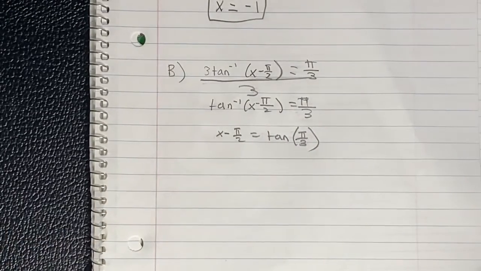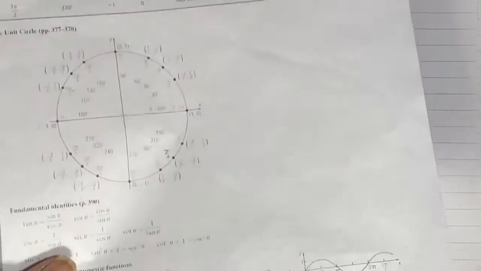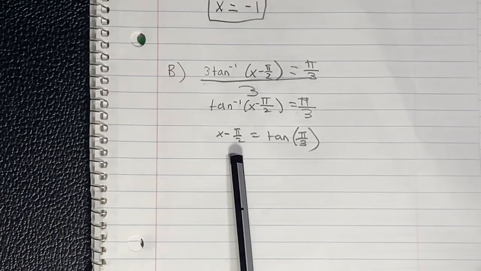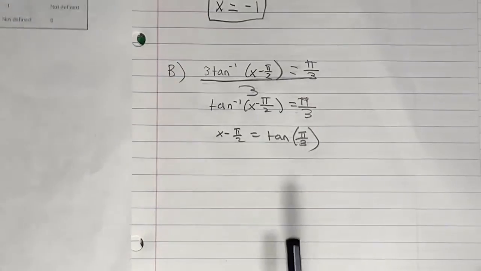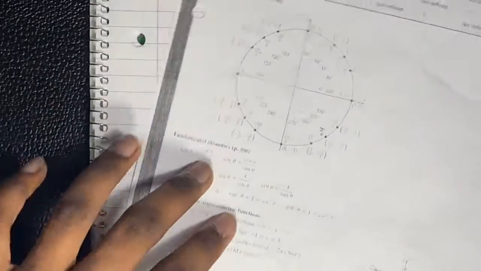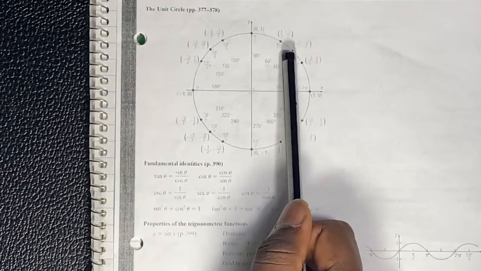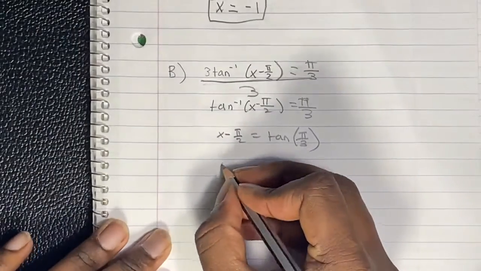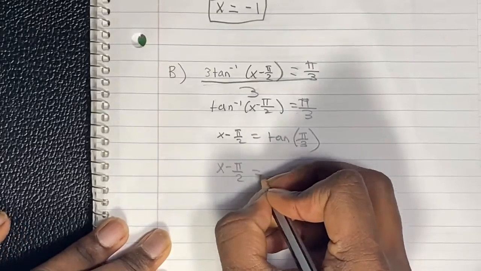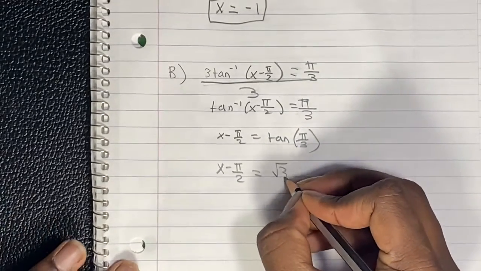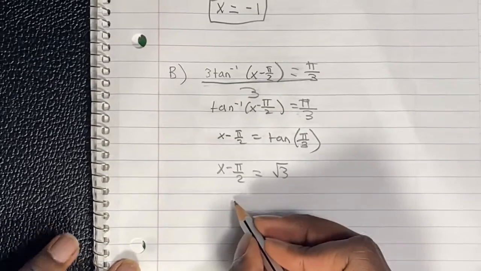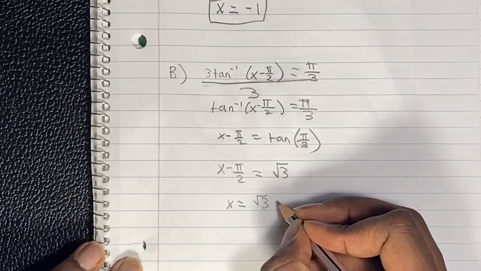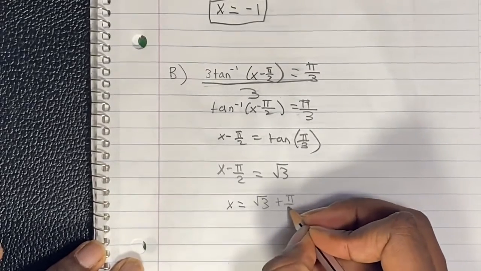So take our beautiful unit circle, and before we add the pi over 2 to the other side, we're going to figure out what tangent of pi over 3 is. So right now it looks like tangent of pi over 3 is root 3. And then finally we can add it over and get our final answer of x equals root 3 plus pi over 2.